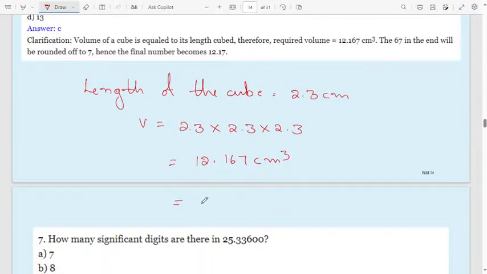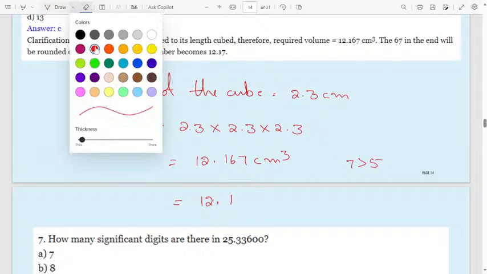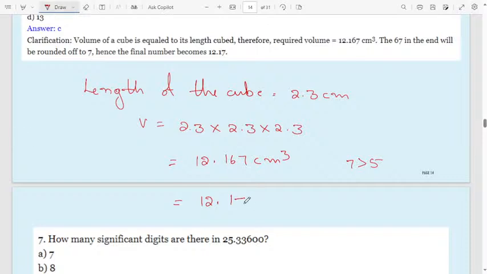Answer to 4 significant figures means 12.16. The next number is 7. 7 is greater than 5, then you can round up, 12.17 centimeter cube. They are asking to round off to 4 significant figures. Keep that in mind. Okay.